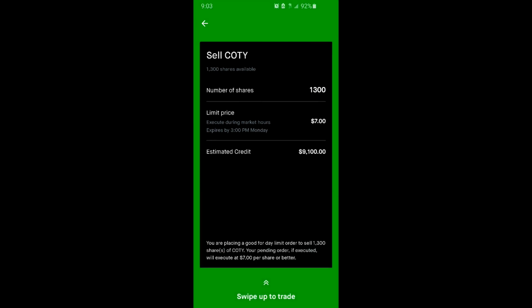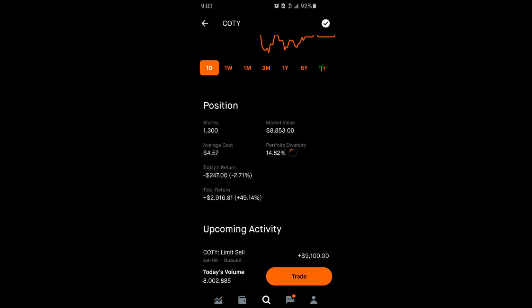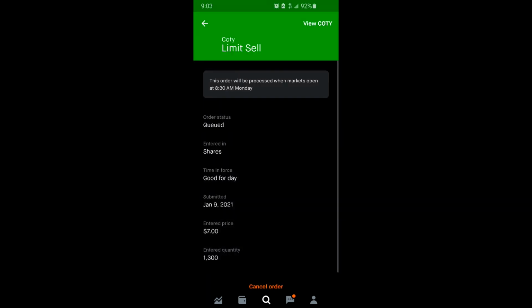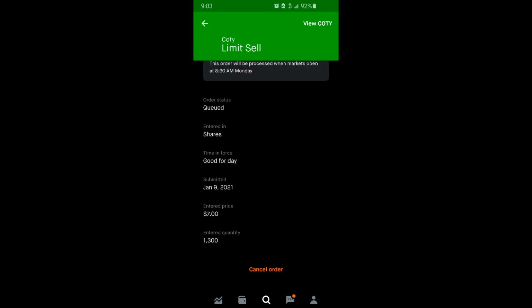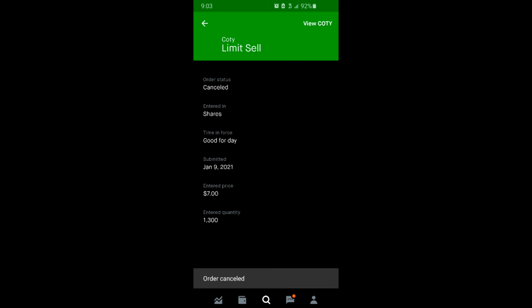And so then let's say I just want to do it, forget it, I'm done with Coty, let's get rid of this thing. Do it, and then bam, you see your limit sell ready to go. And of course I'm not going to sell it because this bad boy is going to the double digits here soon, so cancel that. And so as simple as that, guys. Really easy to do, not complicated at all. It's just a little bit of playing around with it before you get the hang of it.